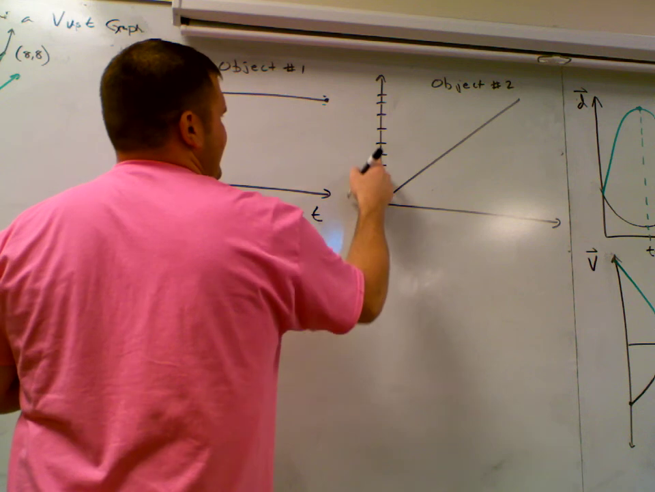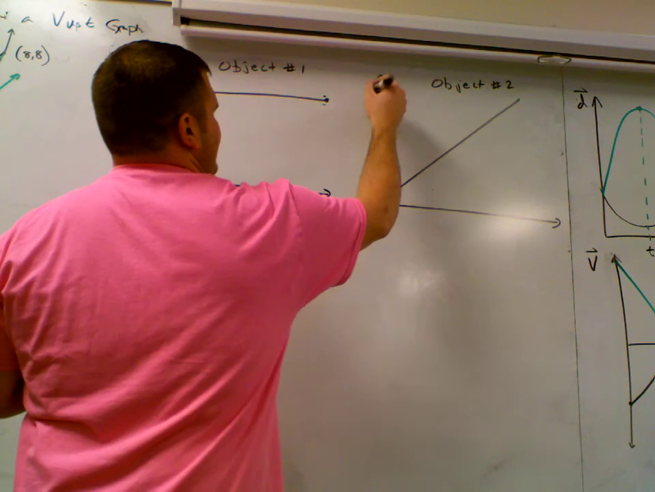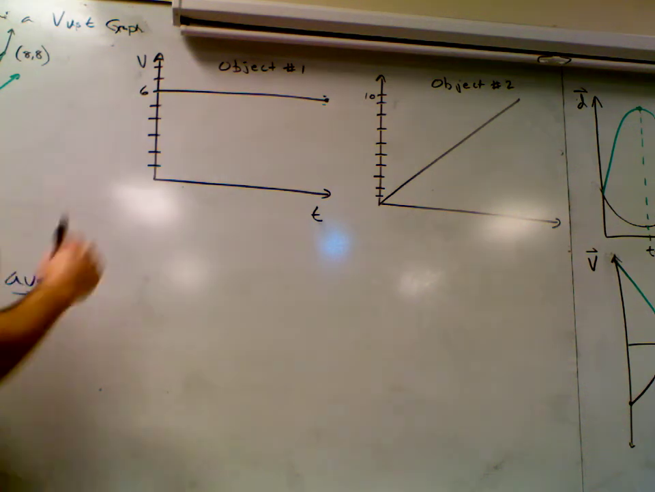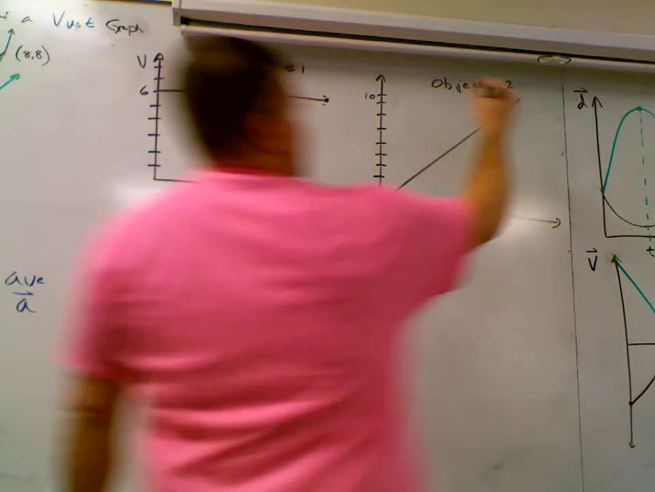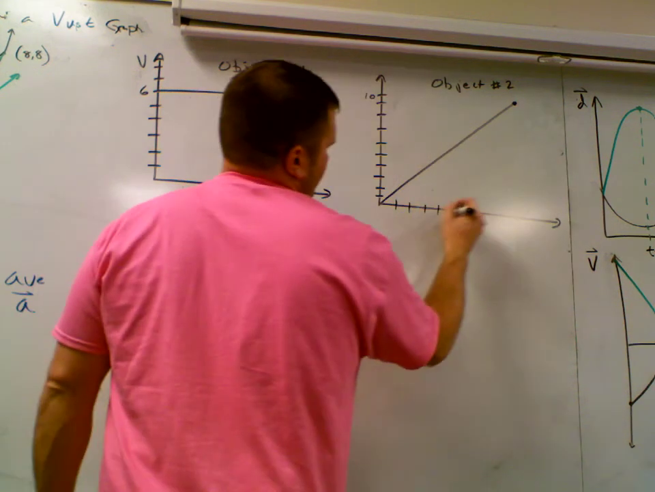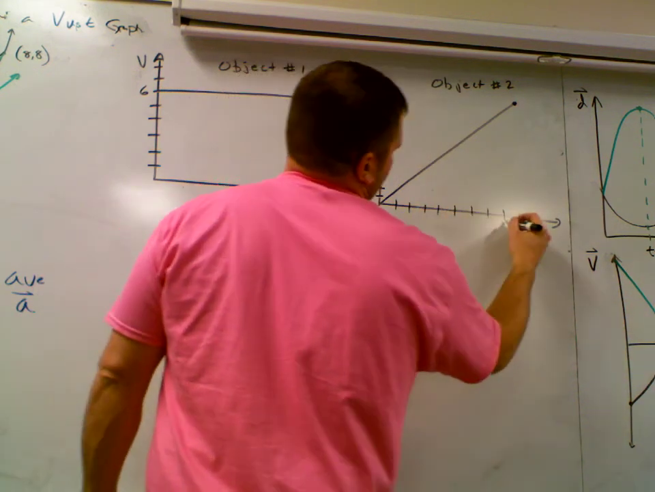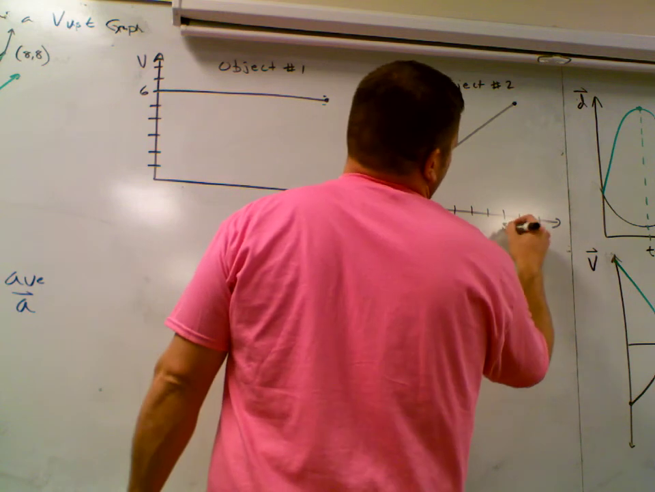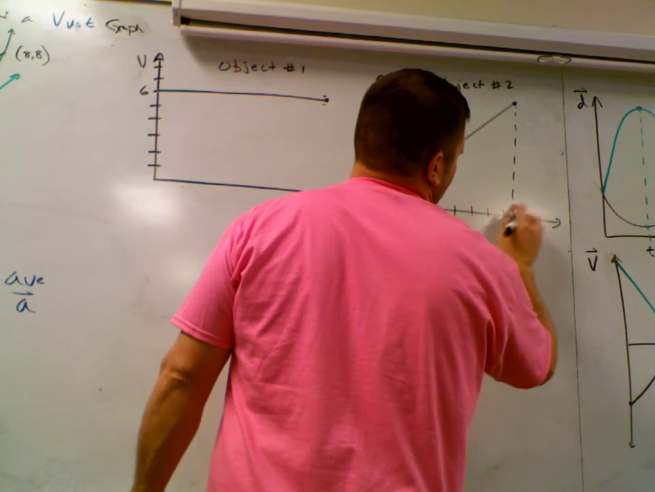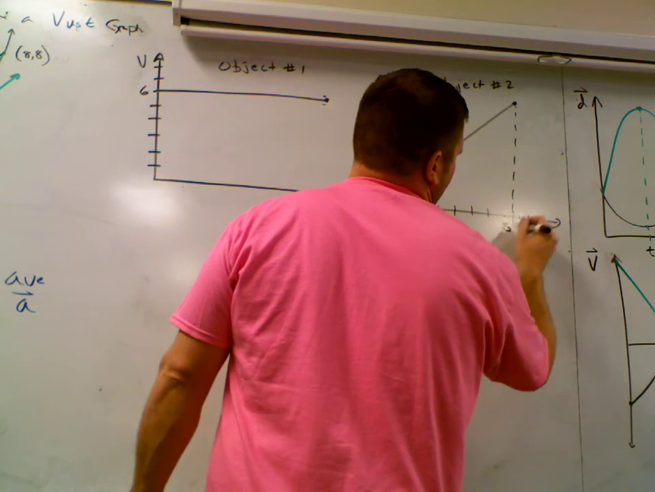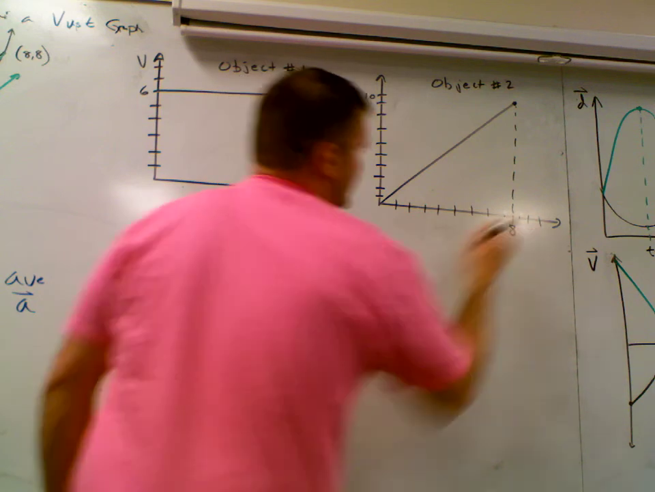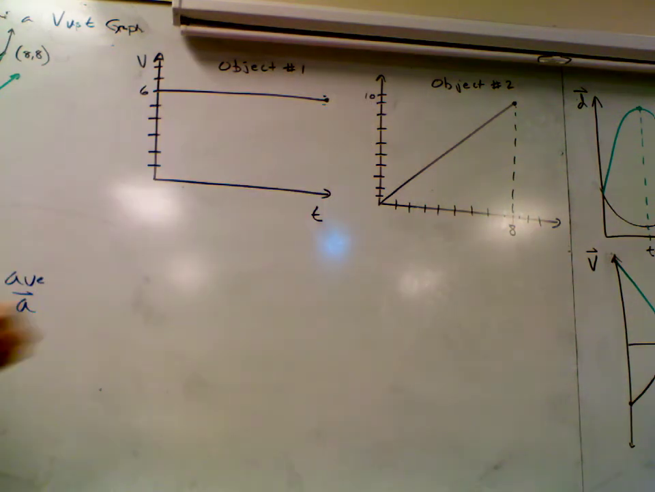That's 10. This is 1, 2, 3, 4, 5, 6. That's a 6. Notice the graphs are just a little bit different in scale. For the sake of round numbers, guys, I adjusted my scale here. We'll call that 8.